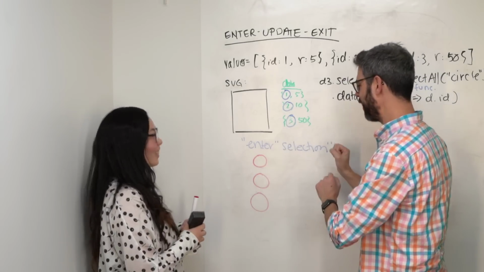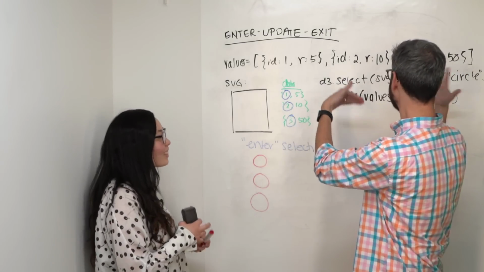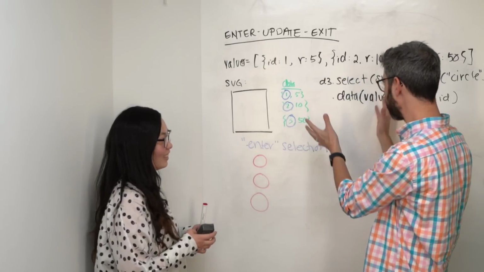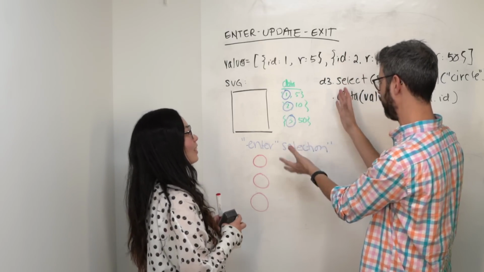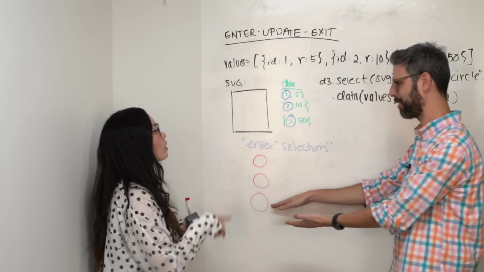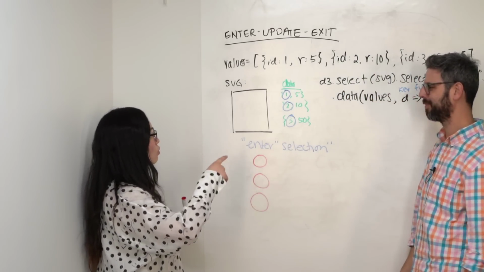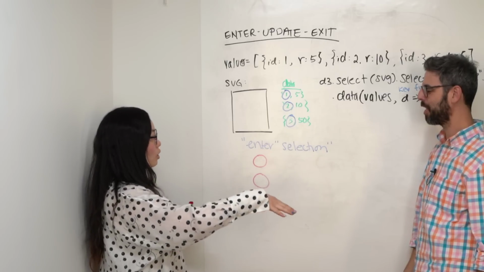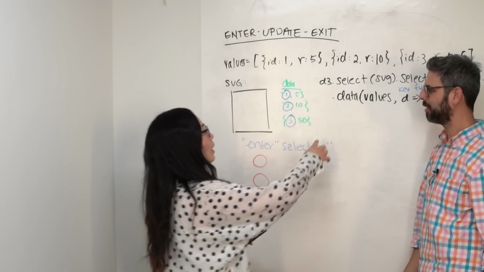Okay, so enter is most typically the first thing that happens based on the data. If the stuff isn't there, it creates the DOM elements. D3 does not do anything for you; you have to create it, so you have the option.